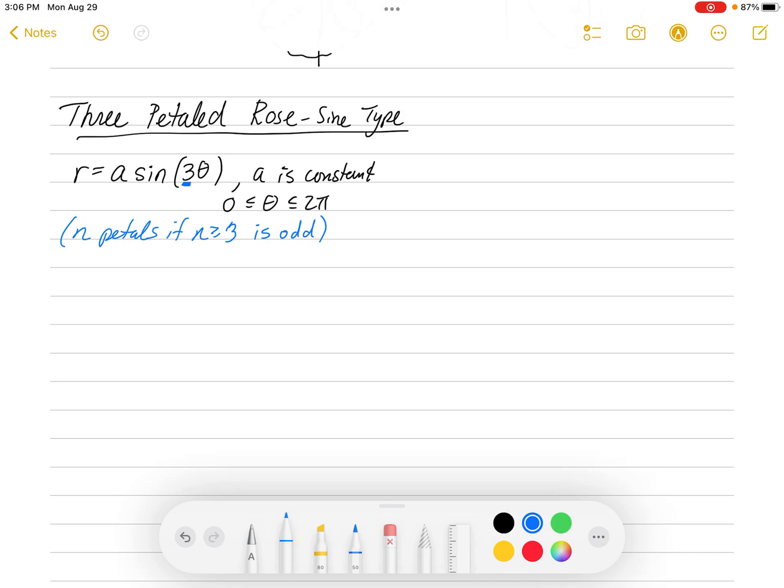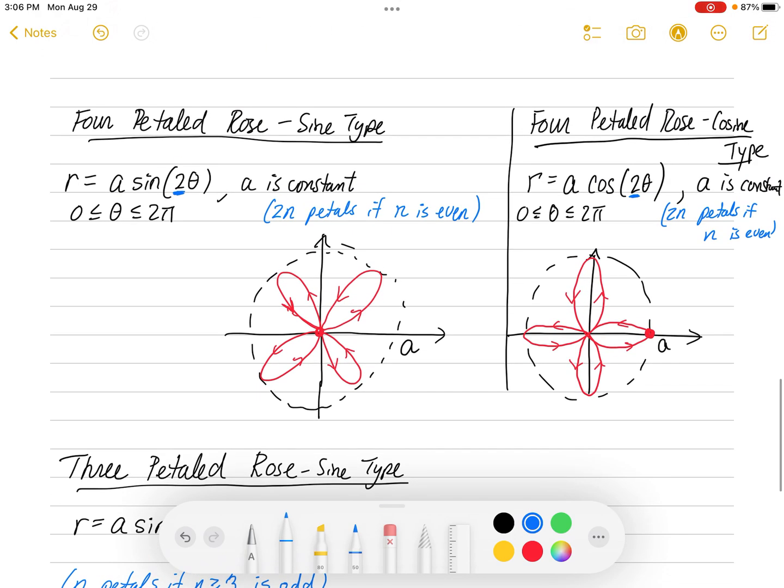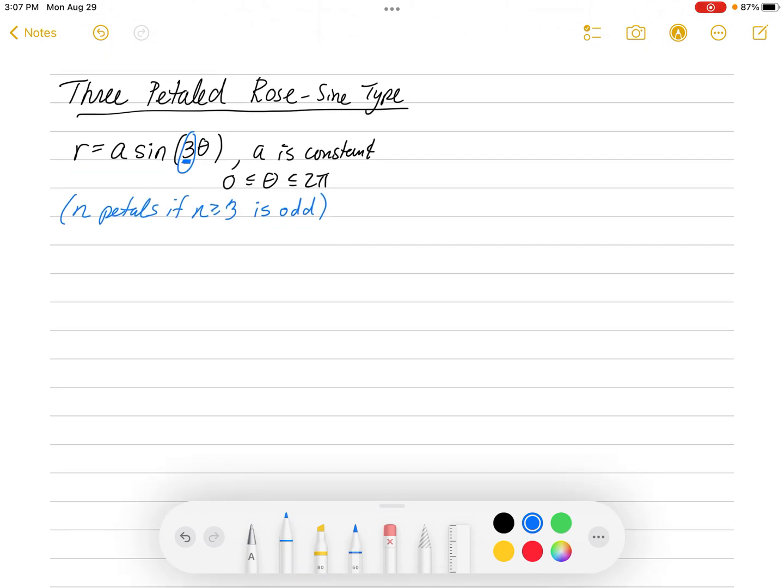So in general, if that n in front of theta is odd, 3 or bigger, you're going to have a rose with that many petals. If it were even, like before, you're going to double that number, take 2 times that number, like where earlier we had 2 times 2, which was 4 petals. Odd number, you just have the same number of petals as that number in front. So we're going to have a 3-petaled rose.